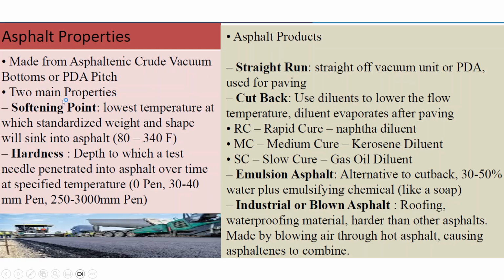Two main properties of asphalt are the softening point, that is the lowest temperature at which a standard weight or shape will sink into the asphalt, and the hardness, that is the depth to which a test needle sinks into the asphalt over time at a specified temperature.